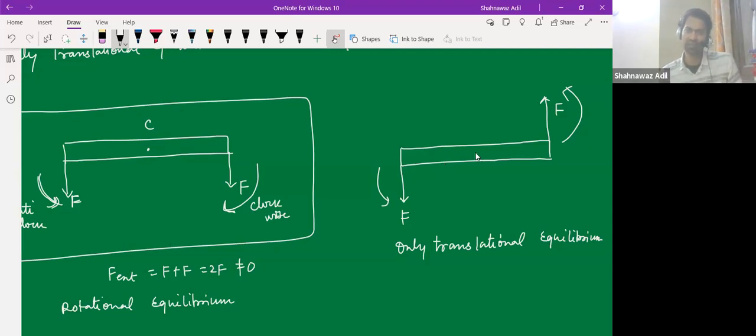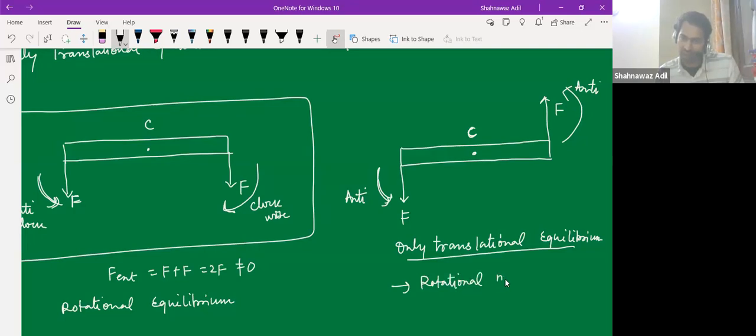But in this case, let's say this is the center, then only you have translation equilibrium. So which means that this will not move any further, but this doesn't have a rotational equilibrium because this is going in the anti-clockwise and this is going again in the anti-clockwise. So it does not have a rotational equilibrium, which means that it will have a rotational motion only, right? So this is the example of a couple.